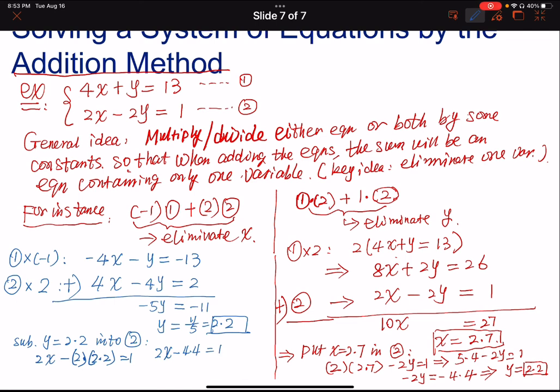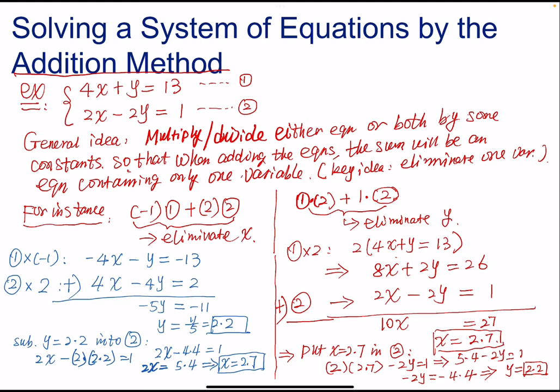And then I'm going to move 4.4 to the other side to get 5.4. And again, divide both sides by 2, I get x equal to 2.7. The same, exactly the same solution by using a slightly different approach. So you see, either way it works. So those are the addition method and substitution method. The key idea is to eliminate one variable.